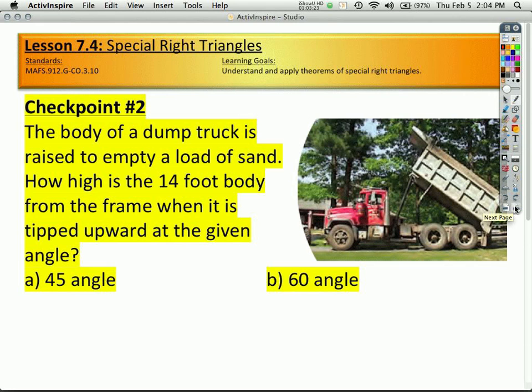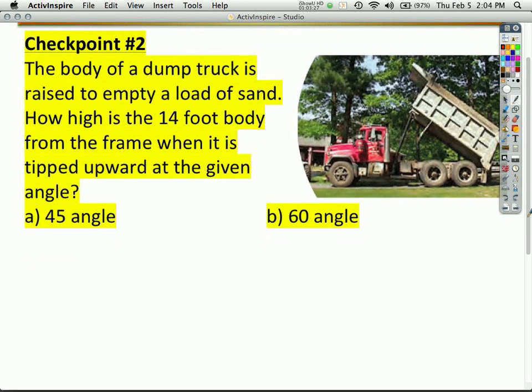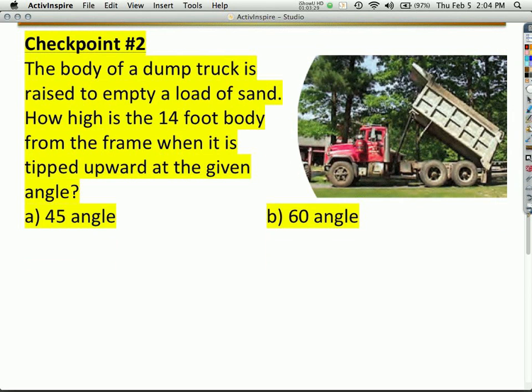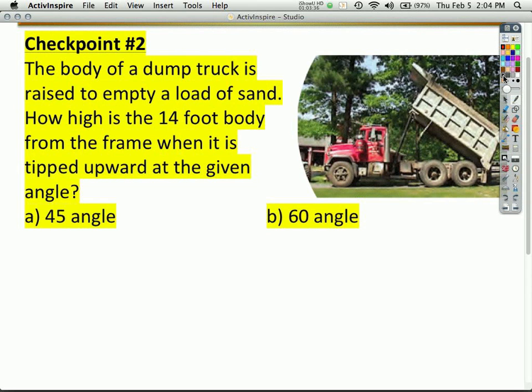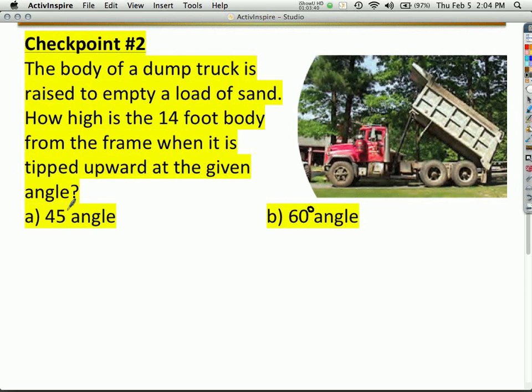Do you have checkpoint number 2? Remember that I'm asking you to stretch a little bit. And you've got 2 questions. And there's a little typo. This is a 60-degree angle, 45-degree angle. I am going to clarify a couple of things.